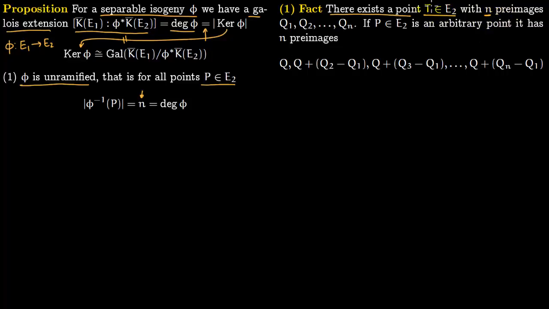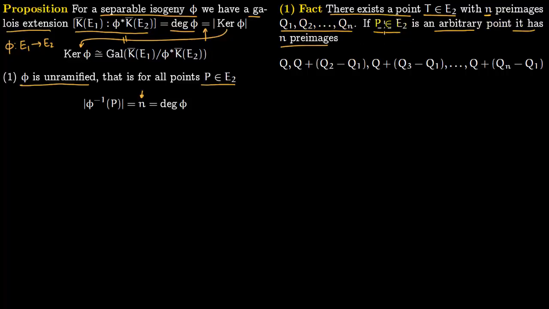Say this T has n pre-images, Q1, Q2 all the way to Qn. We are going to use this fact. Now if P is any arbitrary point, it will also have n pre-images. So we have to show that for all points P in E2 there are n pre-images, and we are using the fact that there is at least one point which has n pre-images.